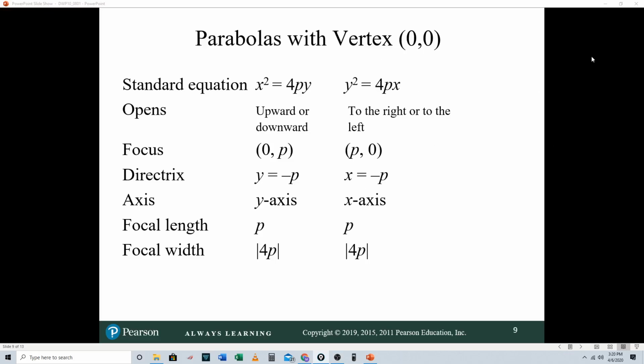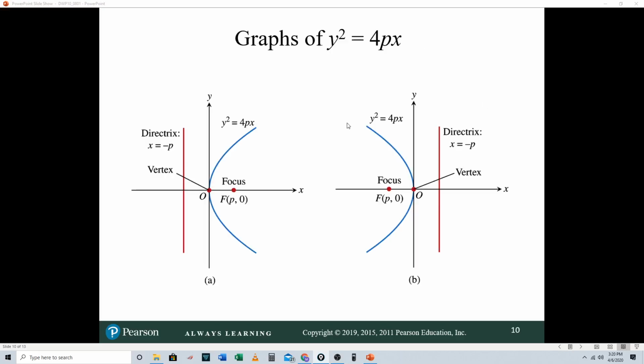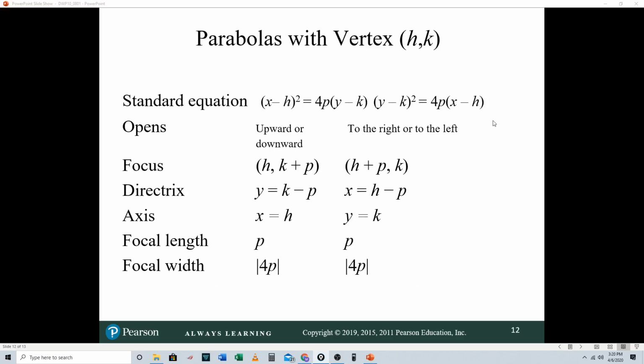Now, what if the vertex isn't at (0, 0)? This is what we get. This is kind of poorly done, so it needs a line of separation here. This is the separation. So this is opening up or down, and this is opening left or right. Up, p is positive. Down, p is negative. Left, negative. Right, positive.